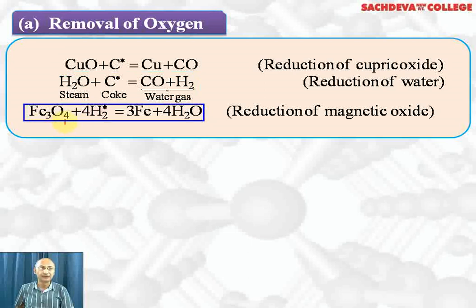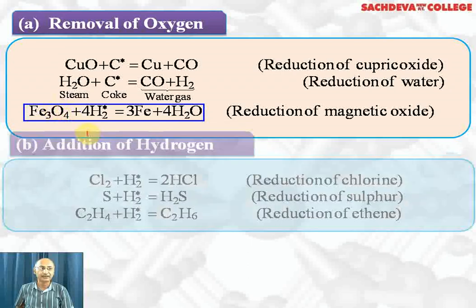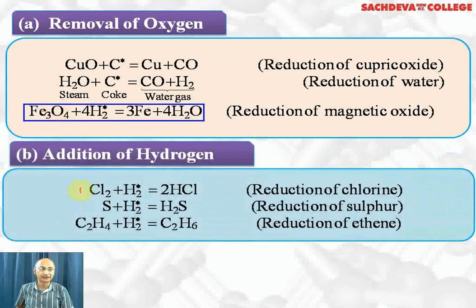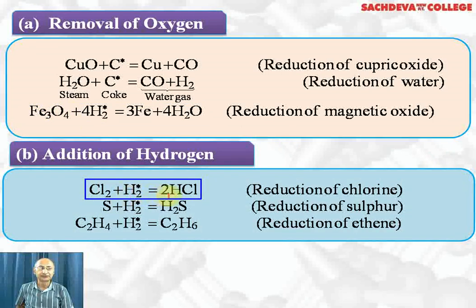Here Fe3O4, which is called magnetic oxide or ferrous ferric oxide, we are reducing with the help of hydrogen to get 3Fe plus 4 water. So reduction of magnetic oxide, because oxygen is being removed from Fe3O4, therefore it is reduction of ferrous ferric oxide or magnetic oxide. Addition of hydrogen: chlorine plus H2 gives you 2HCl.